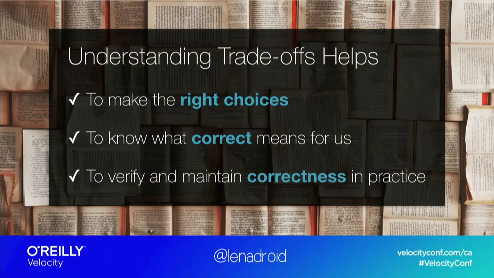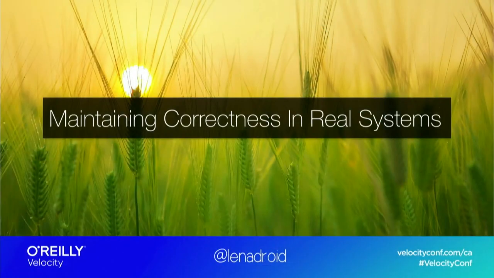And these products make certain choices for us. When we use products, we make certain choices as well. So uneducated choices can lead to delays and data loss. For some systems, this can mean losing clients or large amounts of money. For other systems, this could result in slow reaction, a wrong order of actions, which could pose an actual life threat. So understanding fundamentals and concepts is really important for making the right choices, for knowing what correct means for us, and for maintaining correctness in real life. So after we're clear with our decisions and trade-offs, how do we actually maintain correctness in real systems?